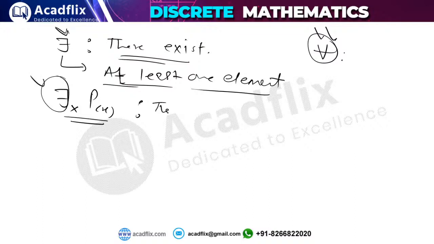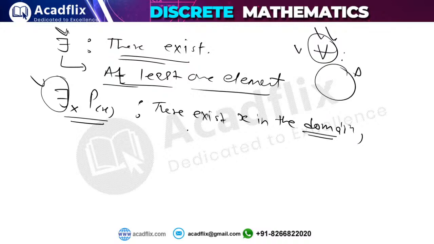There exists x in the domain. Of course, in the domain. You don't need to write it, because x always takes values from the domain. So you have already fixed the domain. Then you will say there exists x in the domain such that P(x) is true. So this there exists quantifier is only interested in at least one element. As soon as it finds at least one element in the domain which satisfies P(x), it is happy, meaning it will be true.